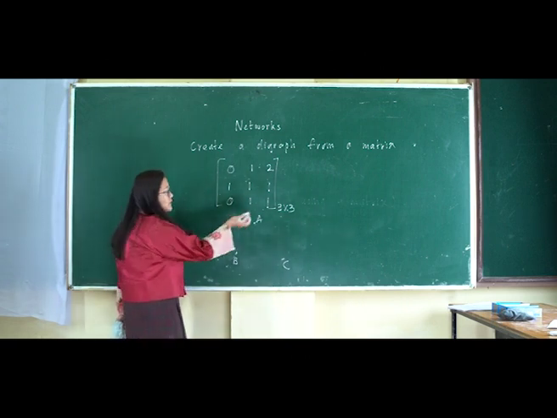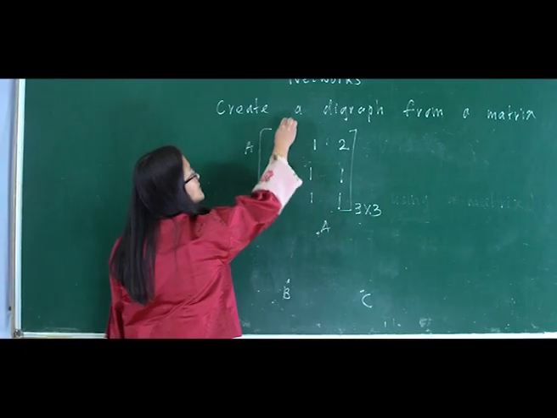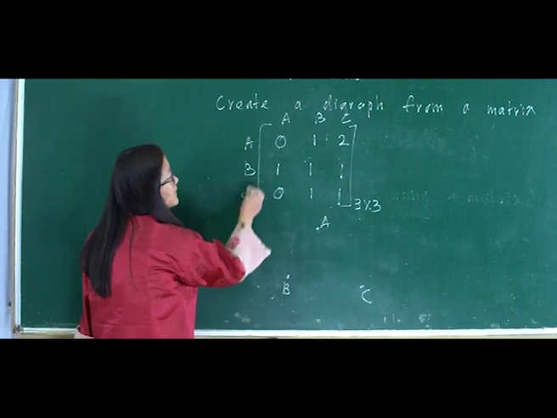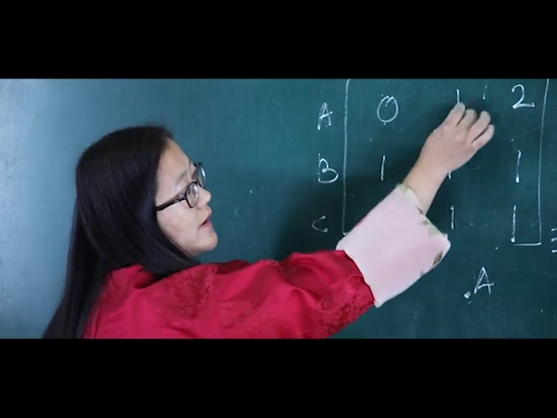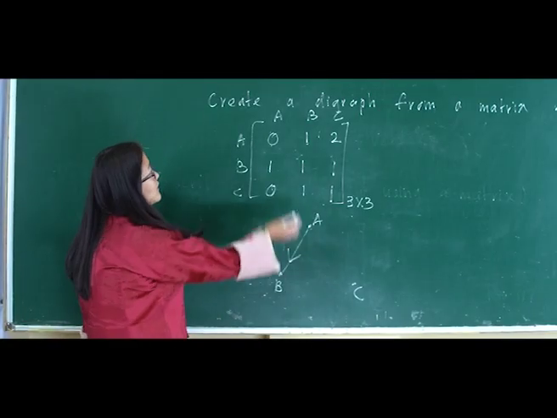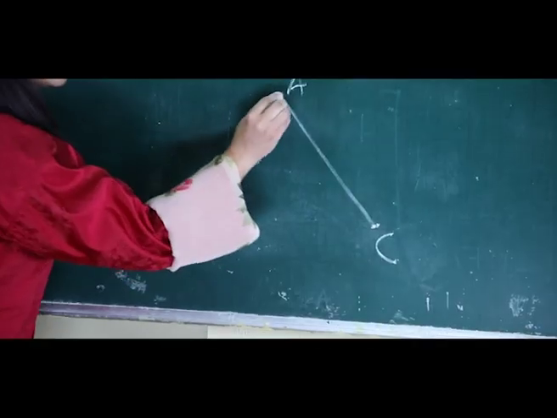So now we do not have any from A to A. So let's say this is A, B and C. A to A is 0, so I don't do anything. A to B, I have 1 route, so A to B I draw 1 like this. Then A to C I have 2 routes, so A to C I will have to draw 2.